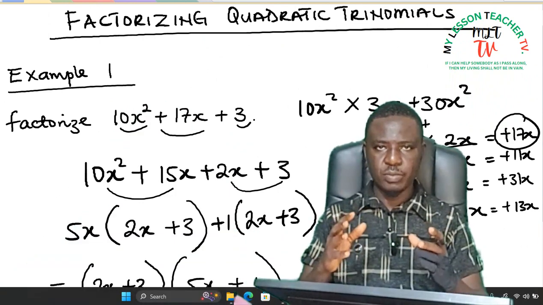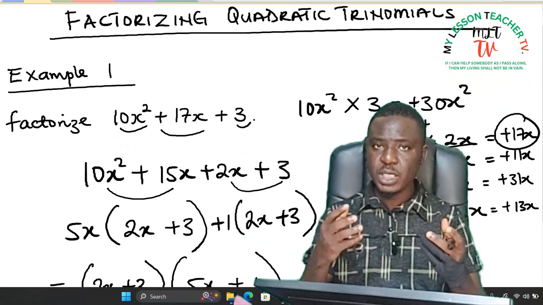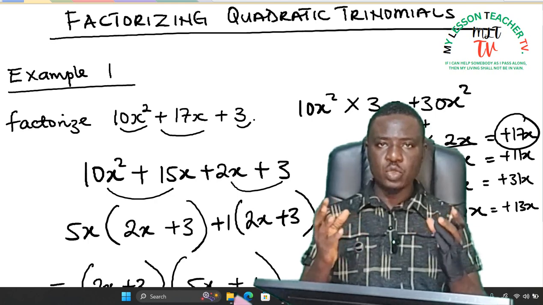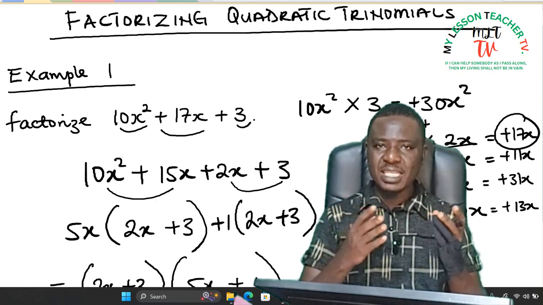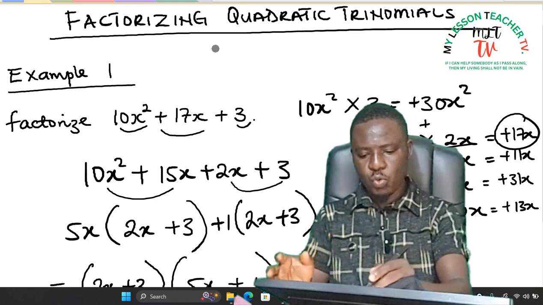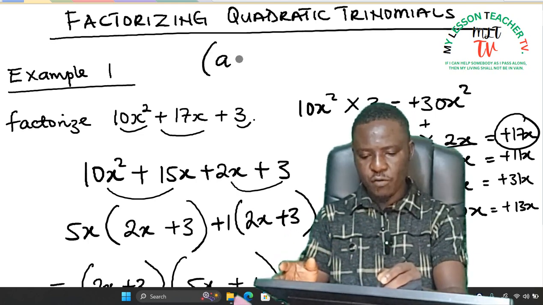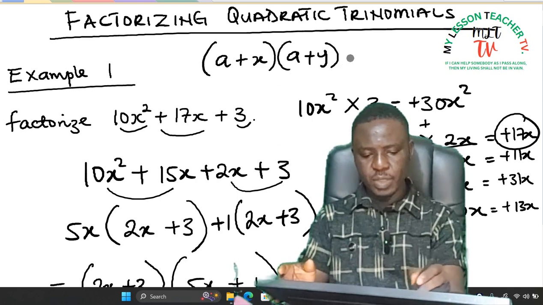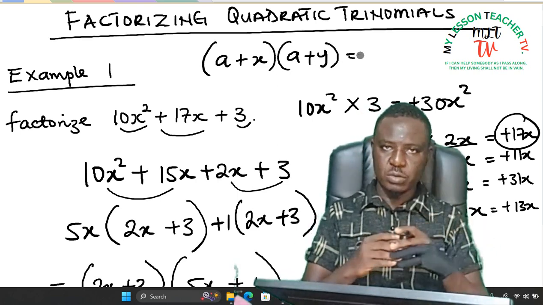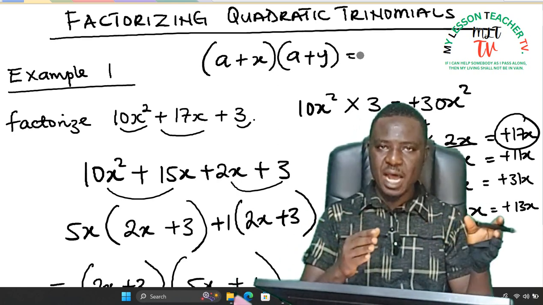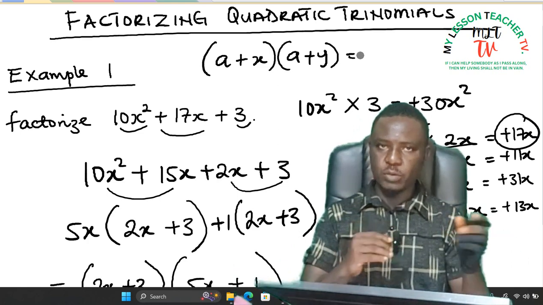In factorization method, I said factorization method happens to be the opposite of expansion method, because when you expand 2 or more linear expressions, it gives you quadratic expressions. In our algebra in JSS2, we said if you expand a bracket of this form, (a plus x) into bracket (a plus y), it gives you a quadratic expression. A quadratic expression is said to be gotten by the product of 2 linear expressions using expansion method.